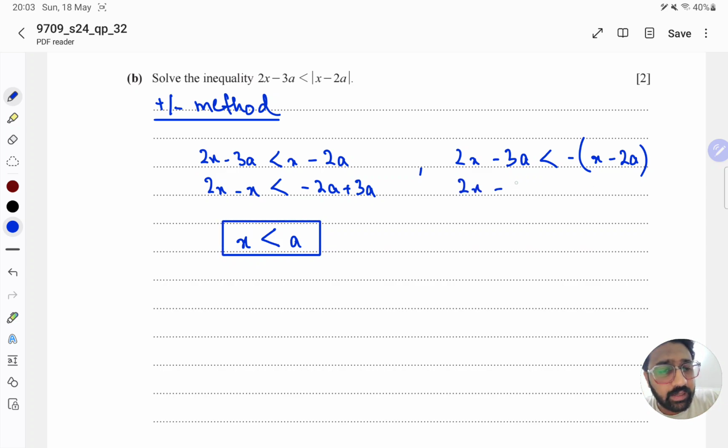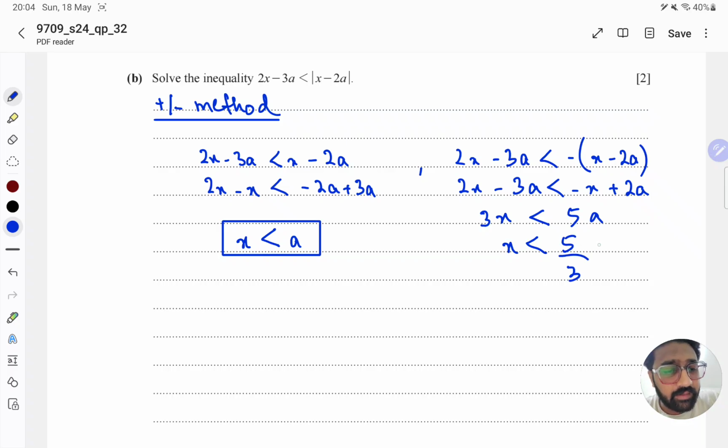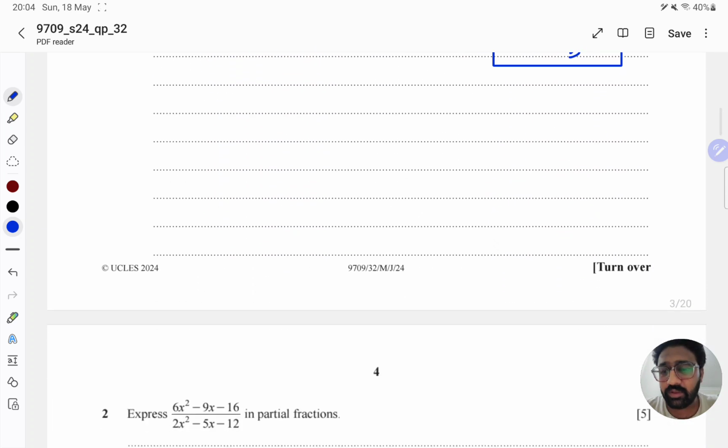Similarly, 2x minus 3a less than minus x plus 2a. So it will be 3x less than 5a, and the solution to the inequality will be x less than 5 divided by 3 times a. So let's move to the next question.